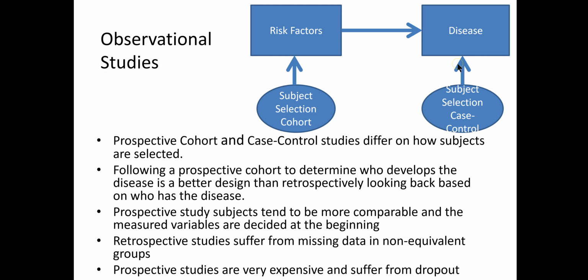You just go into your records, you find a group with the disease and another group without them, and you ask them questions about their youth, or you go back into the medical record and see what happened earlier. Prospective study subjects can be more comparable when you're selecting them because they haven't developed any particular risks or any particular disease yet. So all people are kind of similar. Missing data is a huge problem in case control because the records just tend to be very bad.